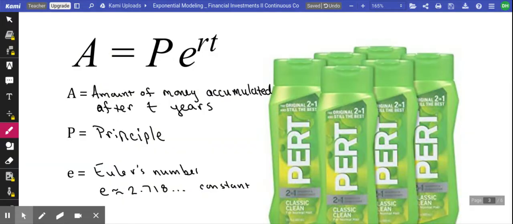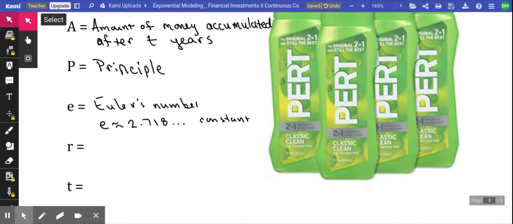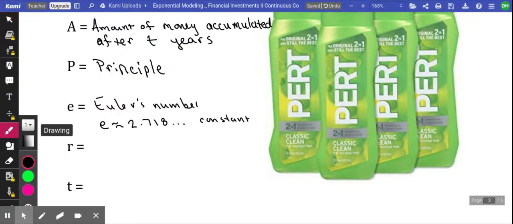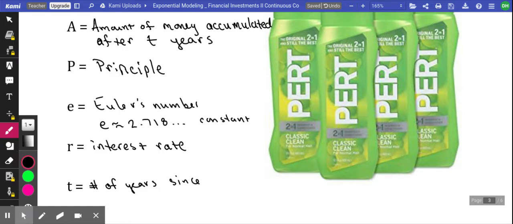That's the opposite of a variable. It's an irrational number that's always 2.718. Of course, your R is your interest rate, again, expressed as a decimal. And T is the number of years since that initial investment.